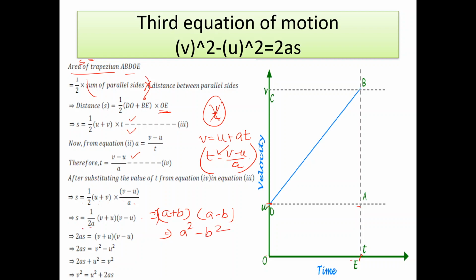So this is 2as is equal to v plus u into v minus u. So this is v square minus u square. So 2as is equal to v square minus u square, or v square minus u square is equal to 2as. This is the third equation of motion.